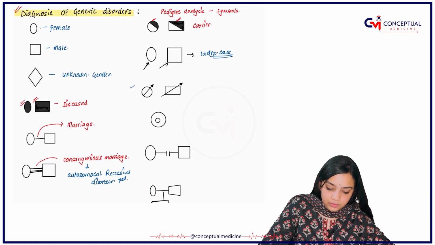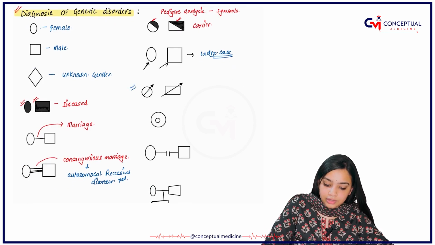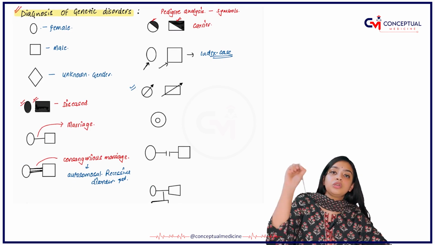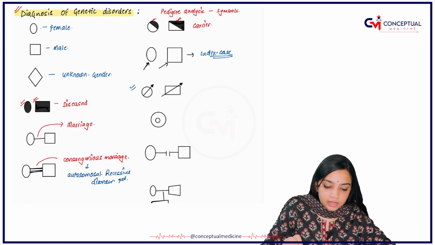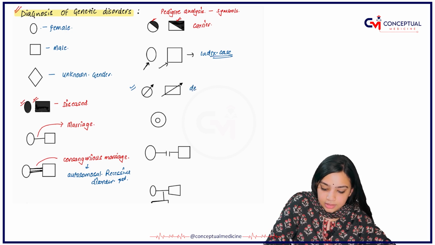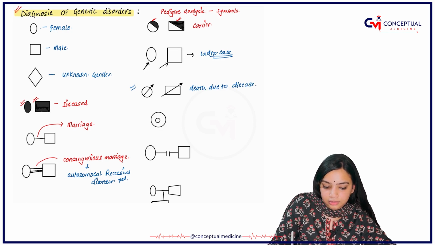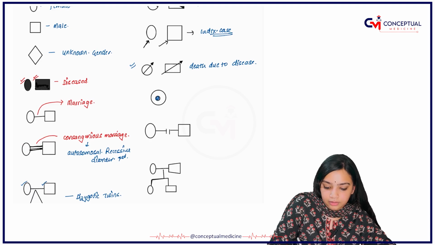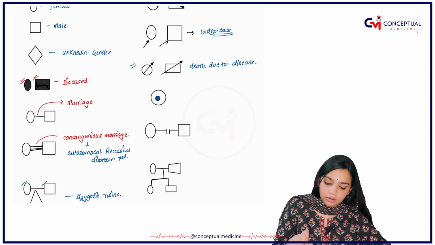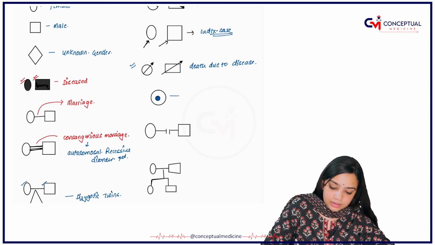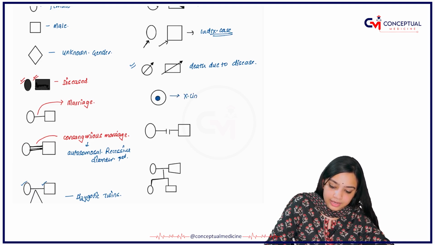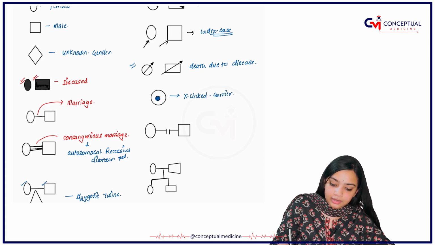Now see this figure. In this figure you are able to appreciate that there are two arrows which are crossing through the circles and through the square. This represents a death due to disease. And in this one there is a circle and inside the circle there is one more circle which represents that there is an X-linked carrier.